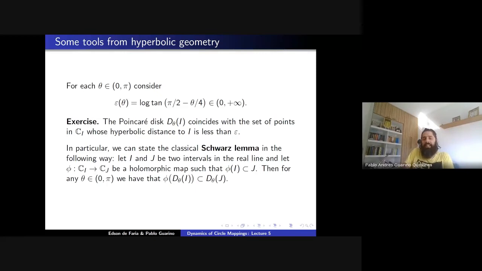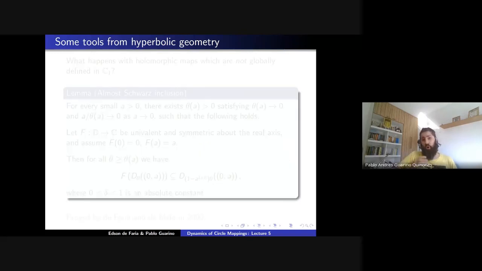And then the question is, the statement that we want to prove right now, we don't have Epstein maps. So we have real analytic maps, but then the domains of holomorphicity might be very small. We cannot apply this because probably our inverse branches are not globally defining the whole CI. So what can we do? And then this is the question, what happens with holomorphic maps? They are holomorphic, but they are not globally defined in the whole CI. And then the answer came, there is a lemma by Edson and Wellington, which is the following.